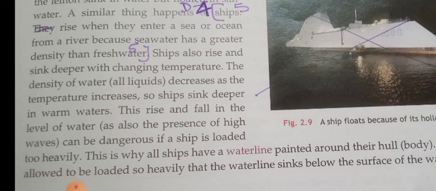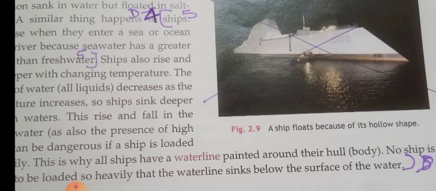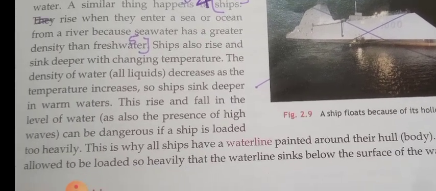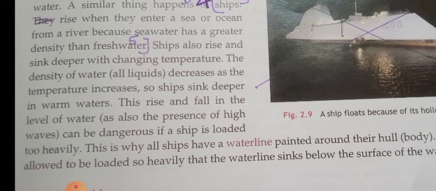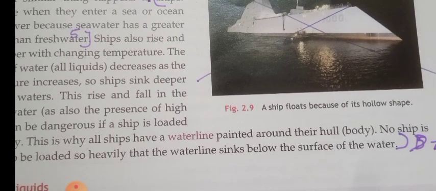So this is why all ships have a water line painted around their hull. When you notice the ships, they have a water line painted around their hull. Hull means the body of the ship. No ship is permitted to be loaded so heavily that the water line sinks below the surface of the water. Only up to the level of that line can you load the things.